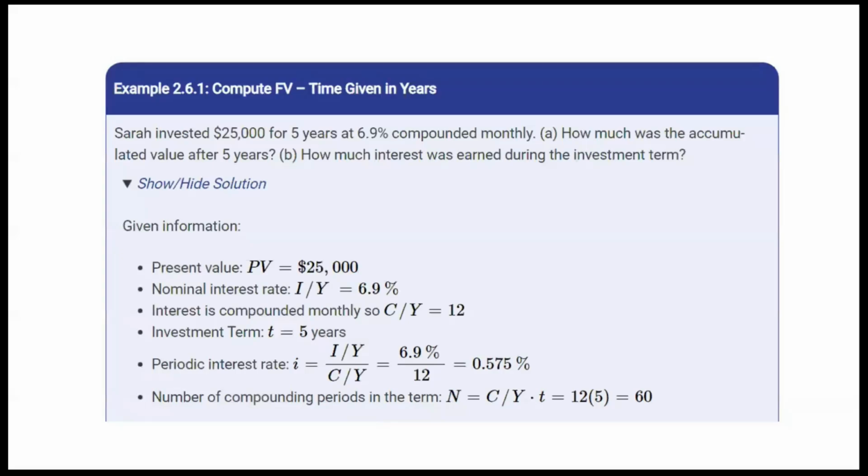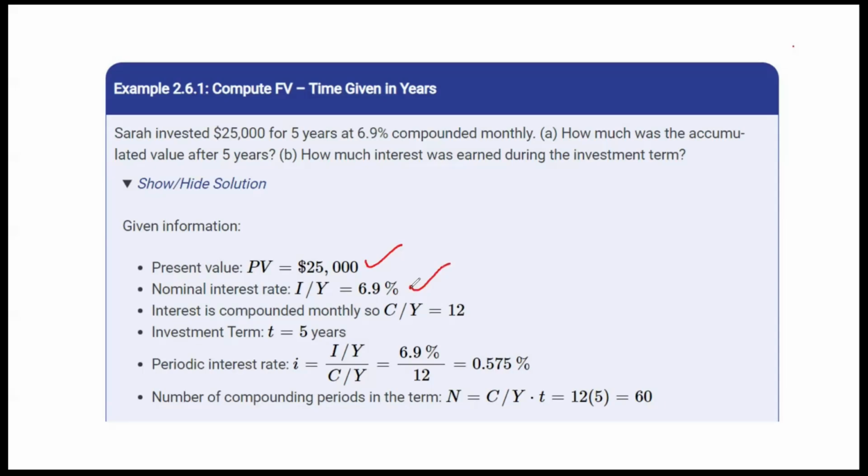So here's an example. This person invested 25,000 for 5 years at 6.9% compounded monthly. The bank doesn't do that here, but this is just a hypothetical situation. So you want to know how much was the accumulated value after 5 years and how much interest was earned during those 5 years. So we have to do some preliminary work because we're going to use that formula with the n and i inside.